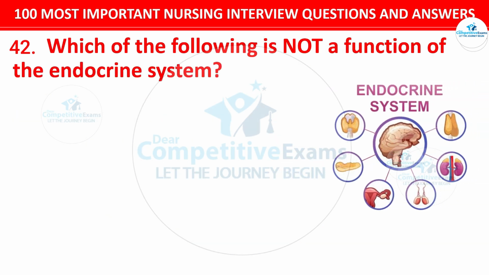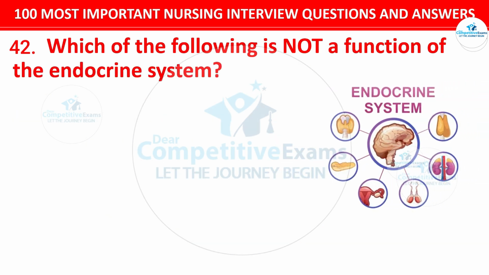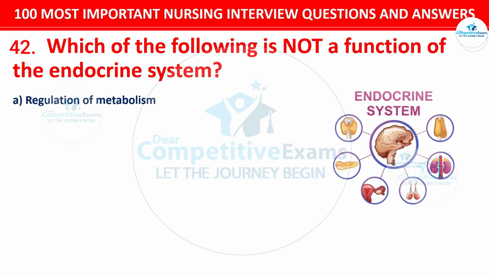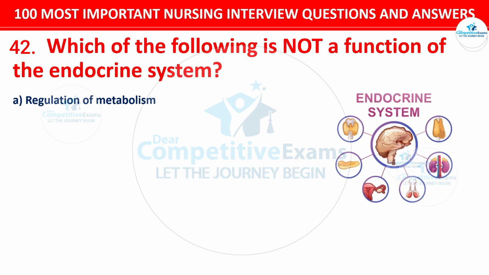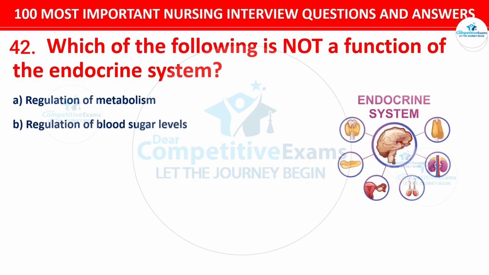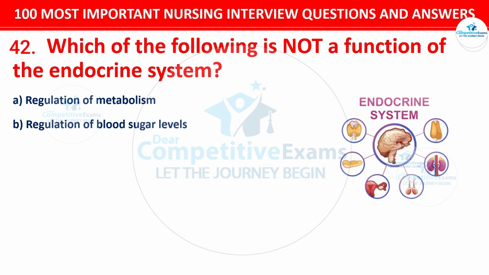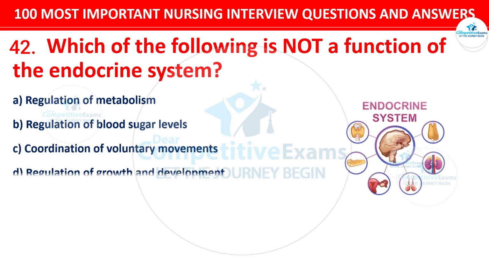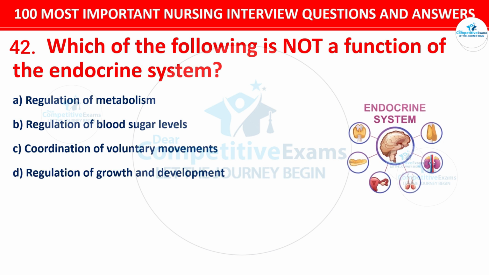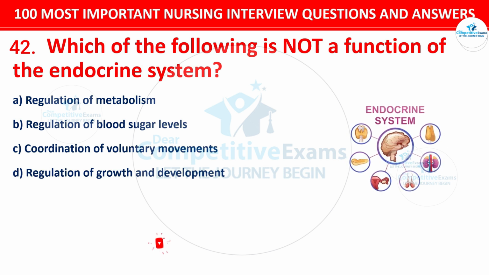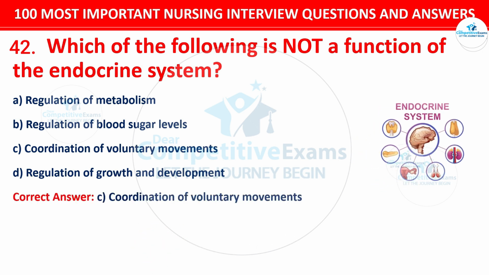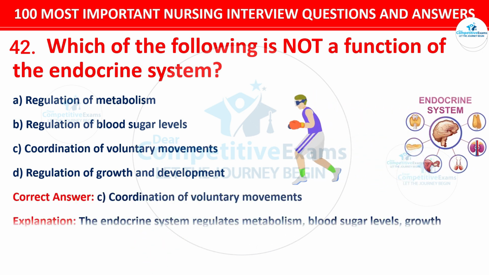Question number 42. Which of the following is not a function of the endocrine system? Your options are: regulation of metabolism, regulation of blood sugar levels, coordination of voluntary movements, or regulation of growth and development? The correct answer is C, that is coordination of voluntary movements.